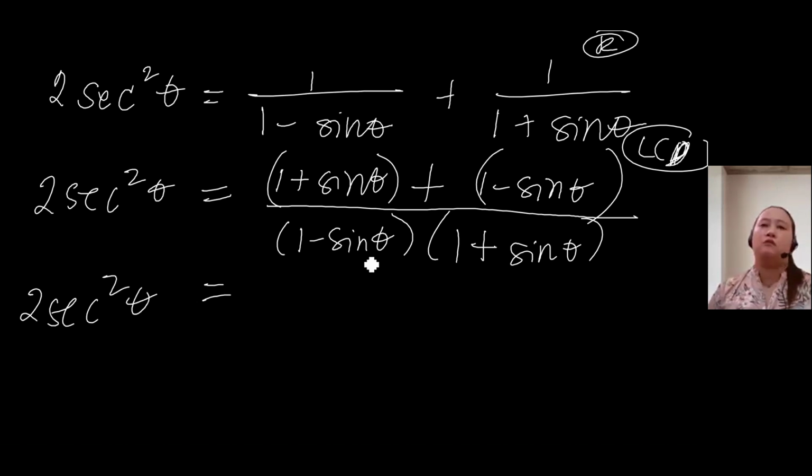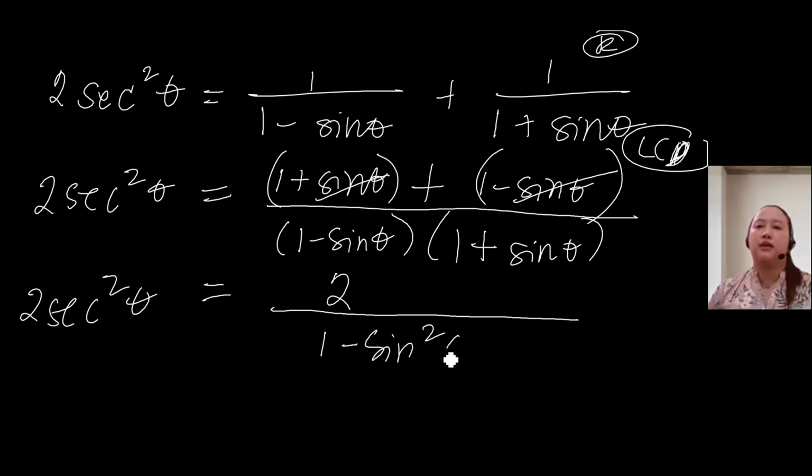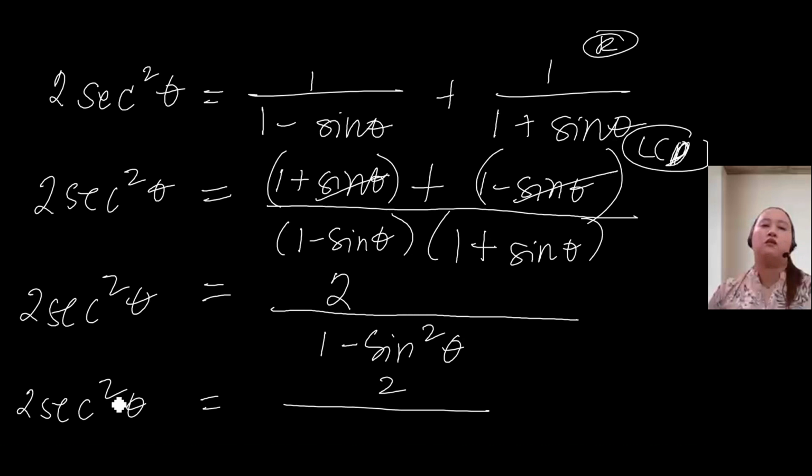Okay. So we can already try to simplify the numerator of the right side. So we have 1 plus 1, we have here 2. Sine theta minus sine theta, so that is what? We can actually cancel it, isn't it? Then on the denominator, if you would like to multiply this already, this is equivalent to 1 minus sine squared theta. That's it. And then just copy the left side. So we have 2 over.